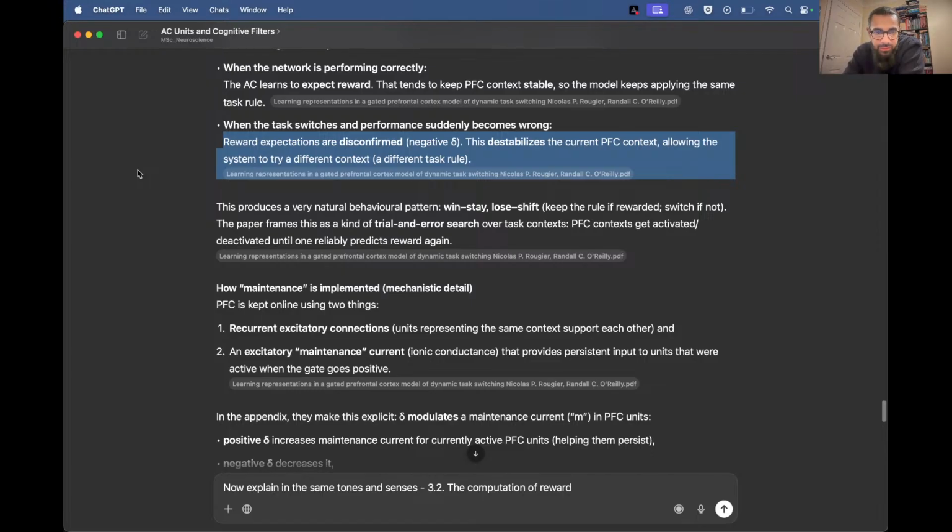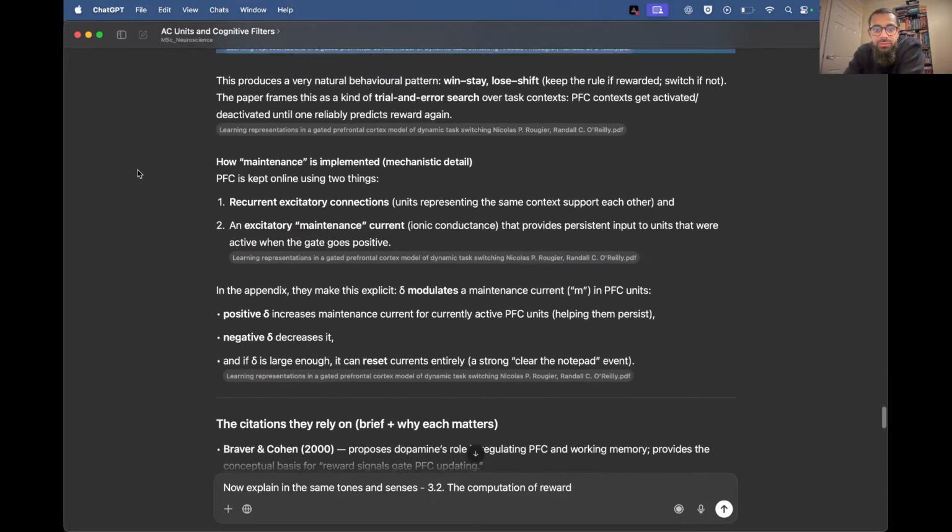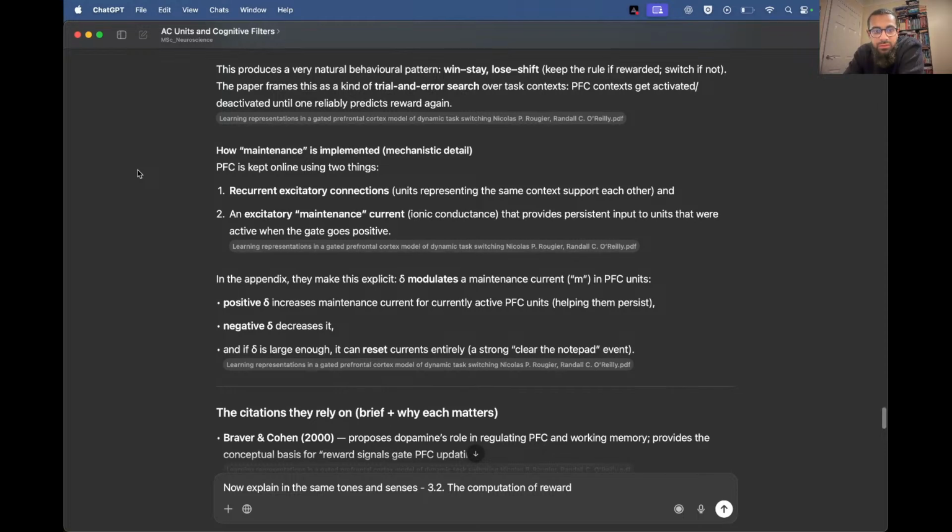When the task switches and performance suddenly becomes wrong, reward expectations are disconfirmed, so negative delta. This destabilizes the current PFC context, allowing the system to try a different kind of rule. Interesting. This produces a very natural behavior pattern: win stay, lose shift. Keep the rule if rewarded, switch if not. The paper frames this as a kind of trial and error search over task contexts. PFC contexts get activated and deactivated until one reliably predicts reward again.